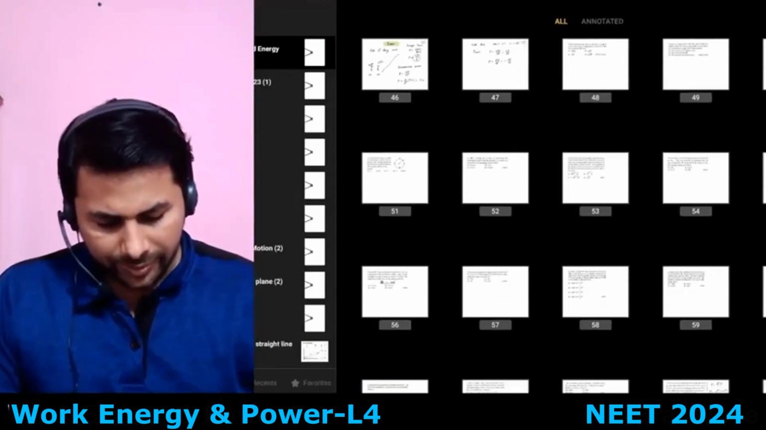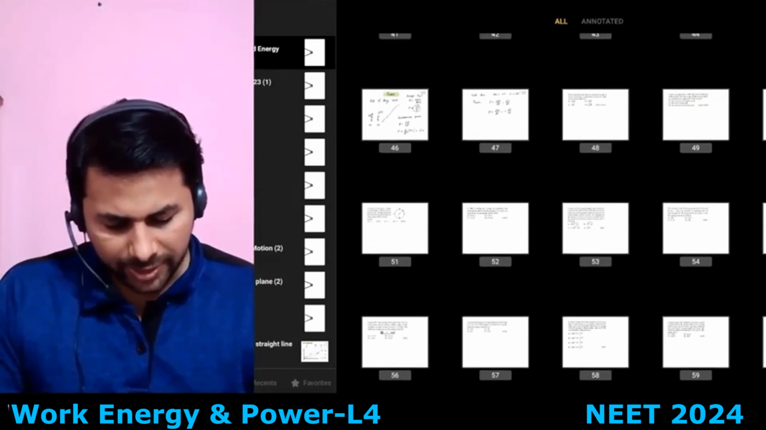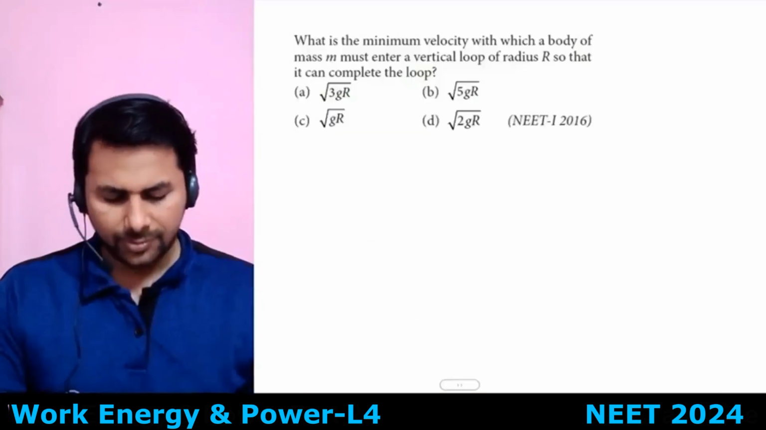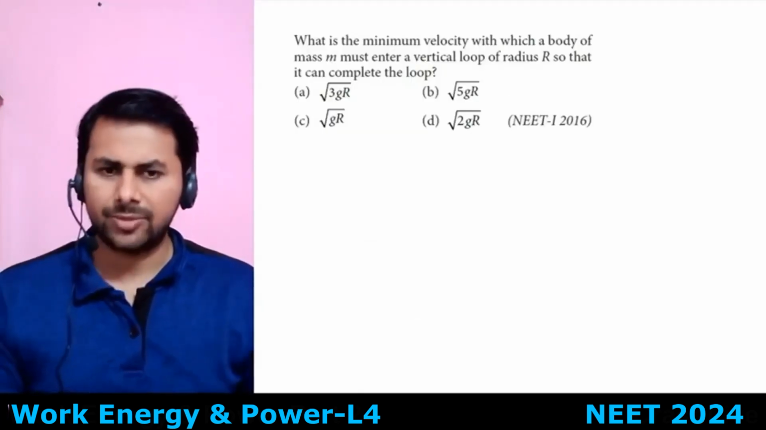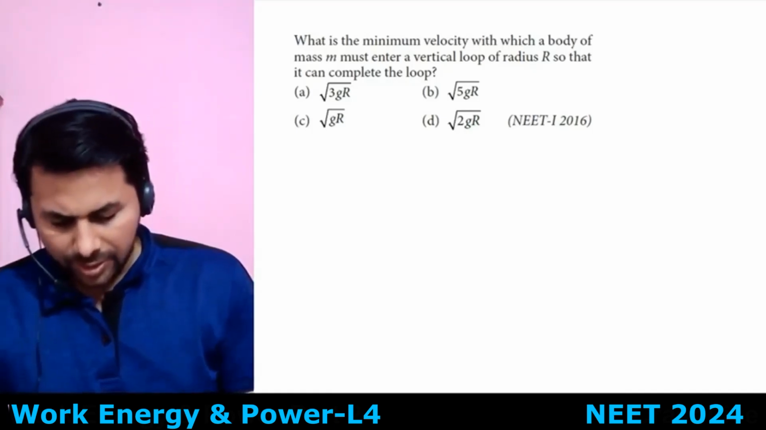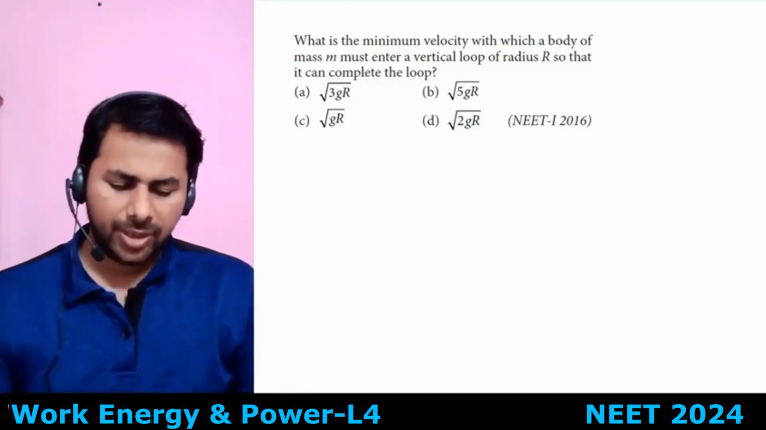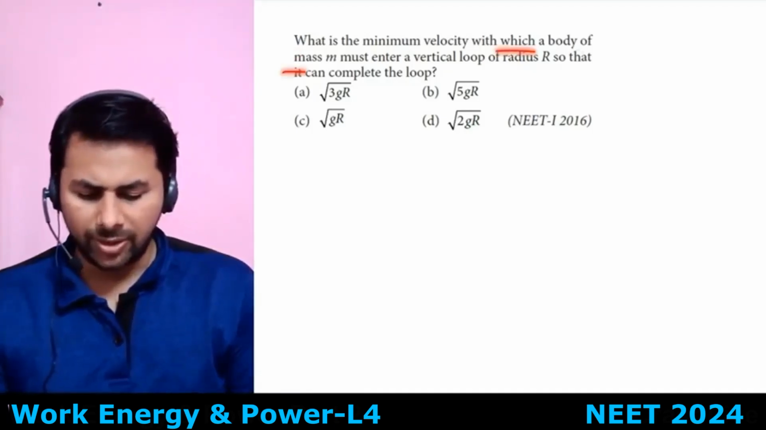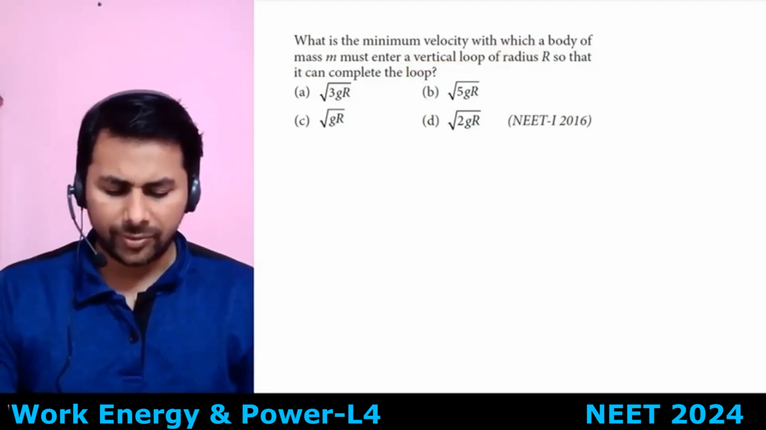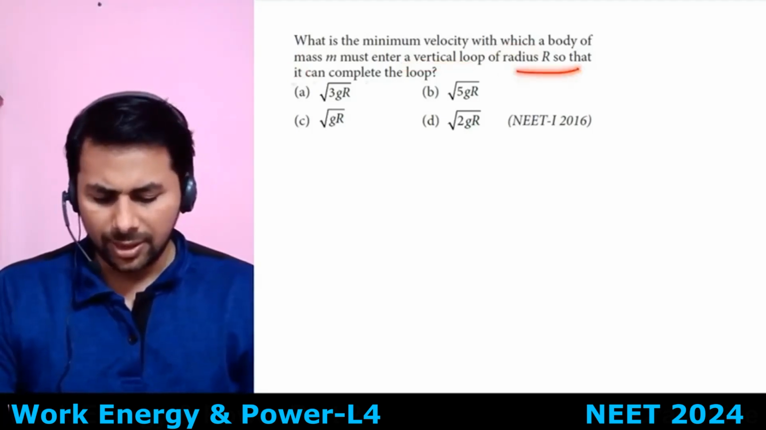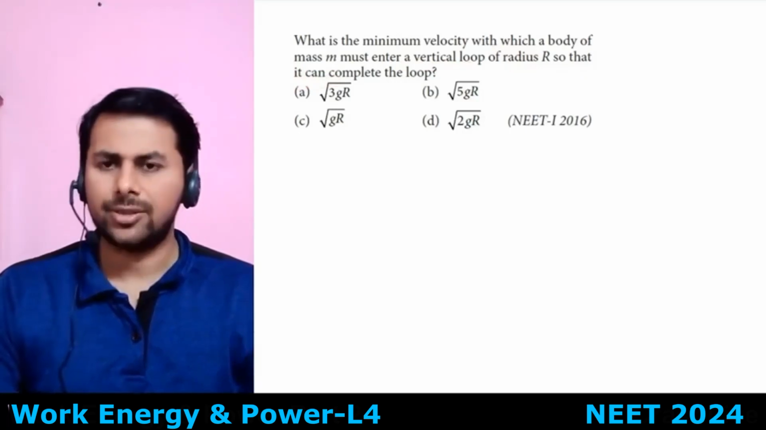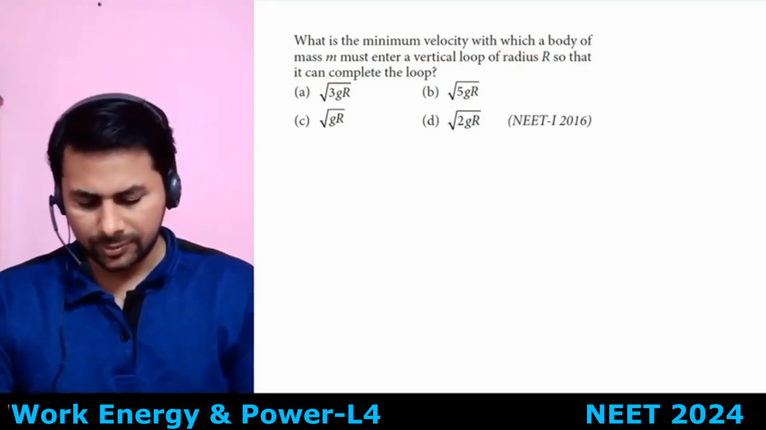Okay, so now we'll see some problems based upon these things. Let's see some simple problems. What is the minimum velocity with which a body of mass m must enter a vertical loop of radius r so that it can complete the loop? Tell me.